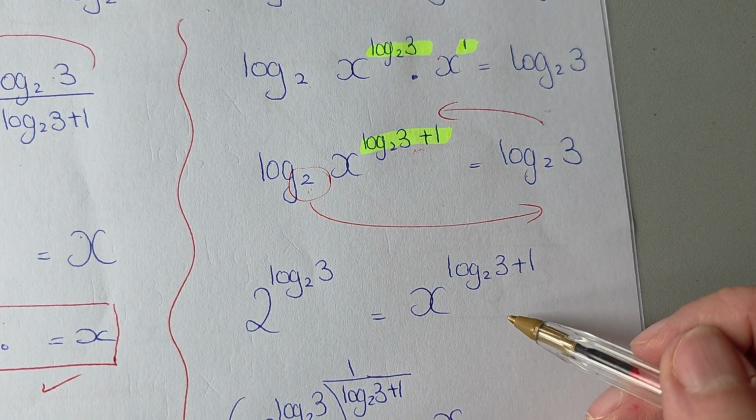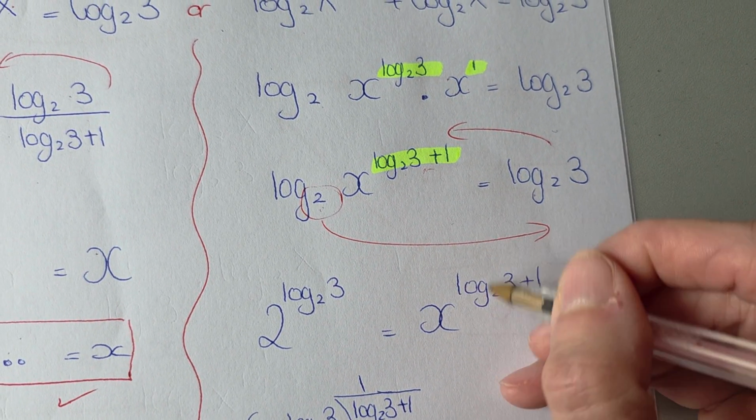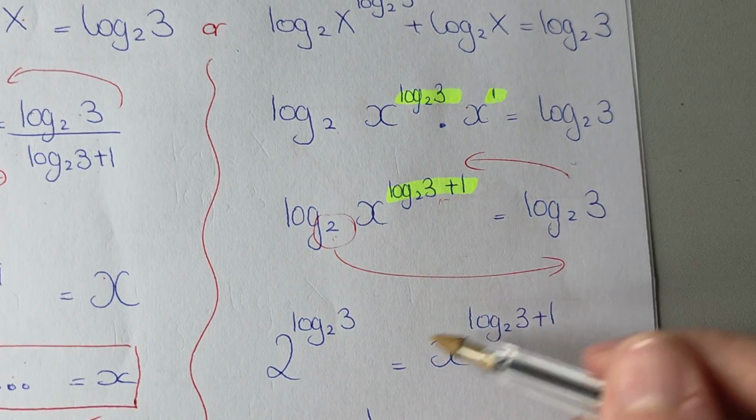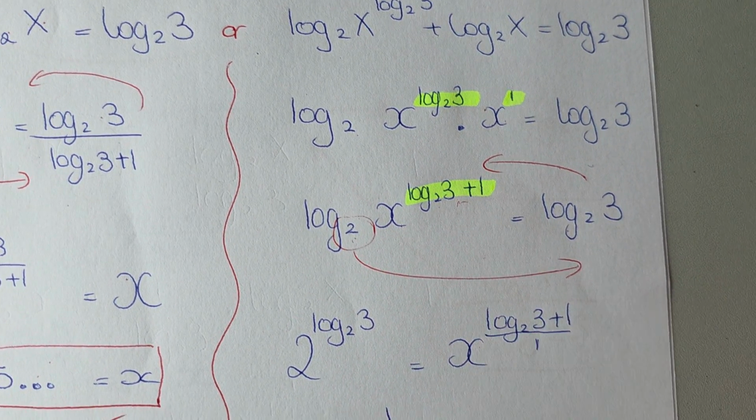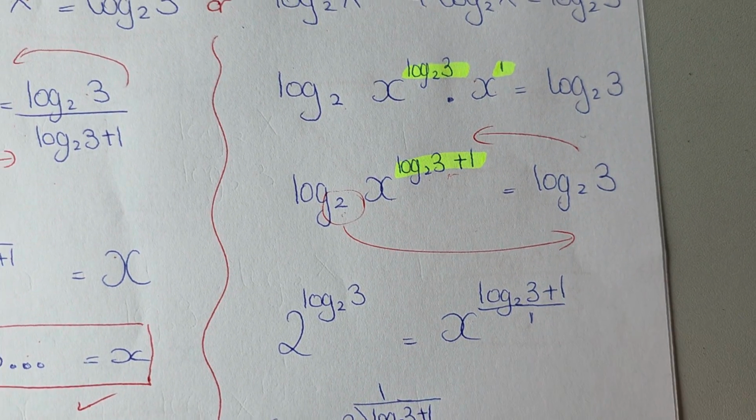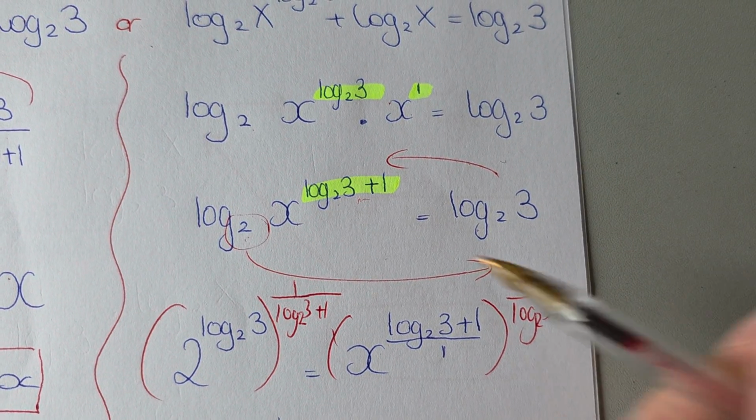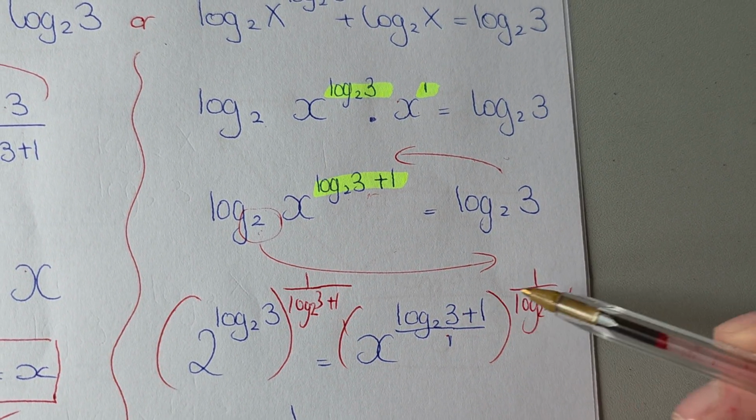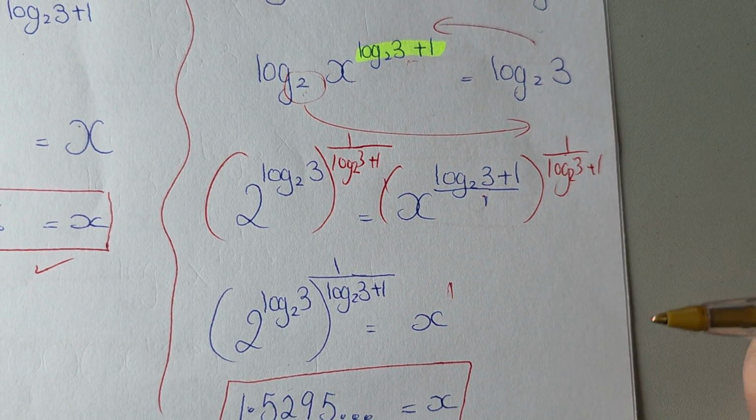I want to get x on its own. Again, in order to get that as x to the power of 1, you need to put that to the power of its reciprocal. So log 3 base 2 plus 1 as a fraction is over 1. Well, then the reciprocal, flip it upside down. Okay, and what you do to one side, you do to the other. So power to a power means you multiply. If you multiply a fraction by its reciprocal, you'll get a power of 1.